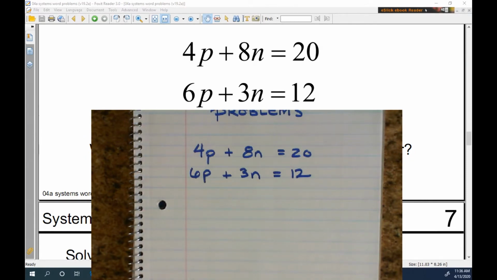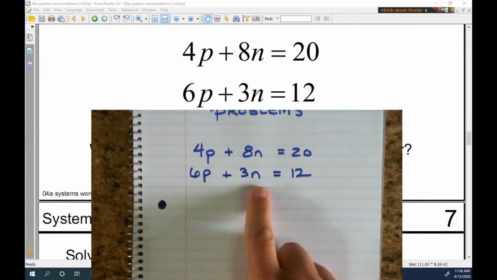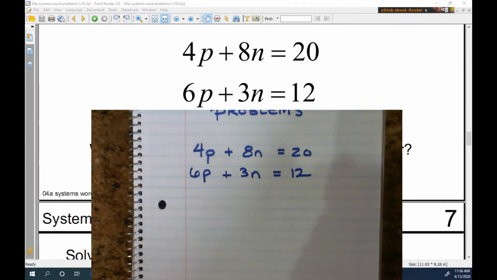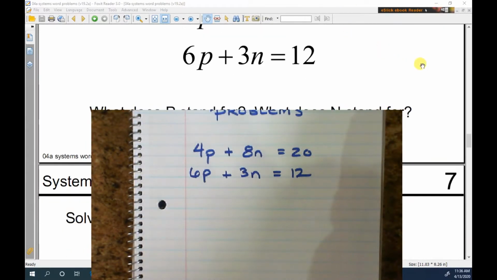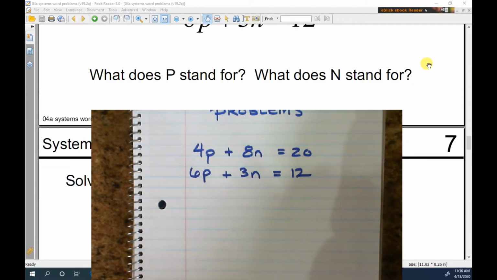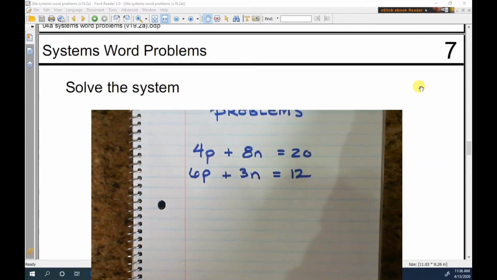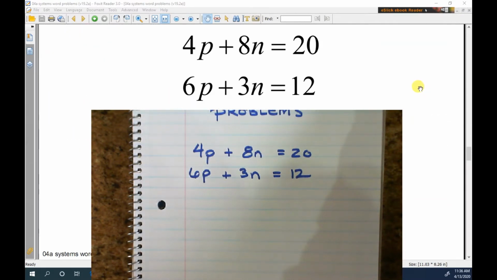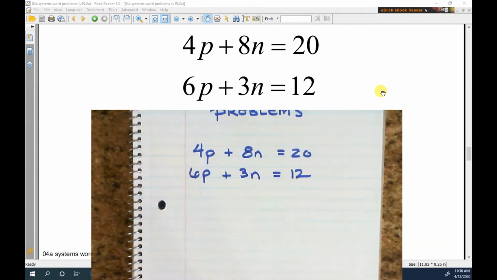I could now solve this system and find the price of the notebooks and the price of the pencils. So that's our next part here. P stands for the price of the pencils, and N stands for the price of the notebooks. It does not stand for the number of pencils or the number of notebooks. So let's solve this system. How would you solve a system like this?